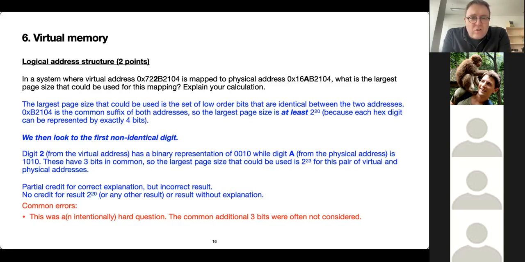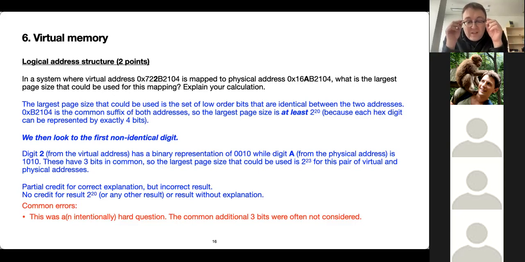So the digit on the virtual address left to our B2104 is a 2, and the digit to the right of it is an A. If you write them in binary, you notice 2 is 0010, whereas A is 1010. So we have 3 additional bits. These 3 additional bits in common could also be used. So we'd have a page size of 2^23 instead of 2^20 here. And that would still enable a translation like this. So this really was forcing you to think about what's happening here.